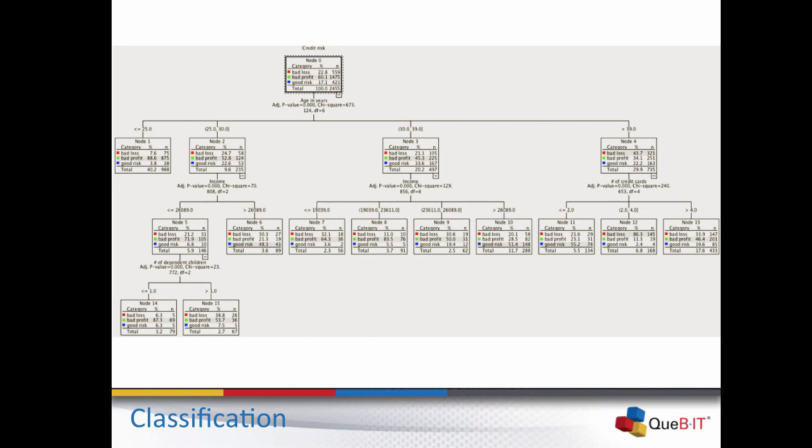Well, our first modeling method, classification, also called supervised segmentation, must have a target. In this case, the target is credit risk. We have 3 categories: bad loss, bad profit, and good risk. And we're trying to figure out which category a future loan might fall into, a future customer.